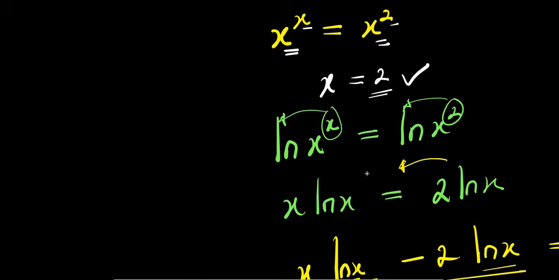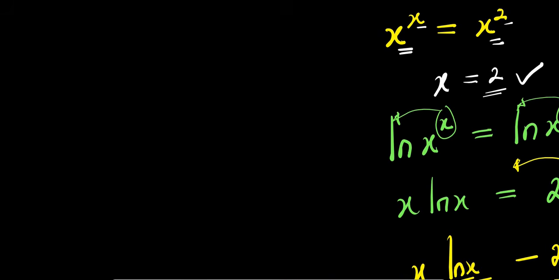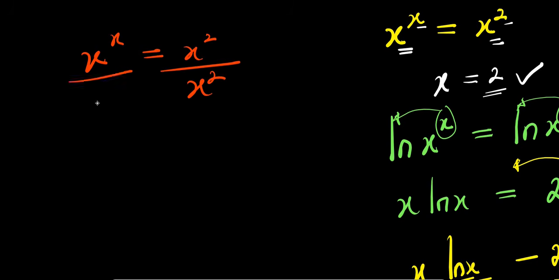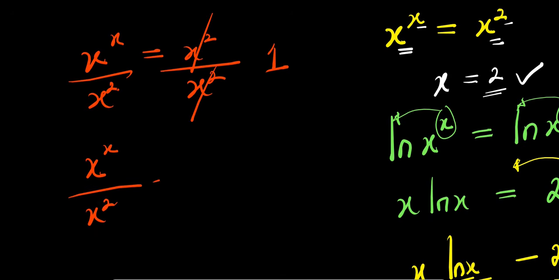Now we can also solve this using another approach. It's still x power x equals x power 2. I can divide this by x power 2 and divide this by x power 2. This eliminates this, we have 1. So that means I'm having x power x divided by x power 2 equals 1.